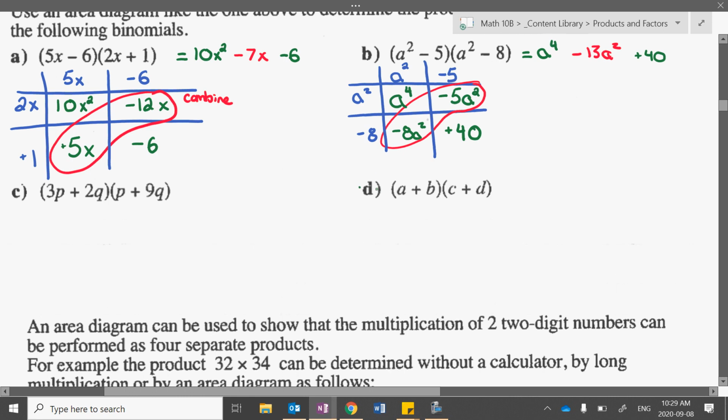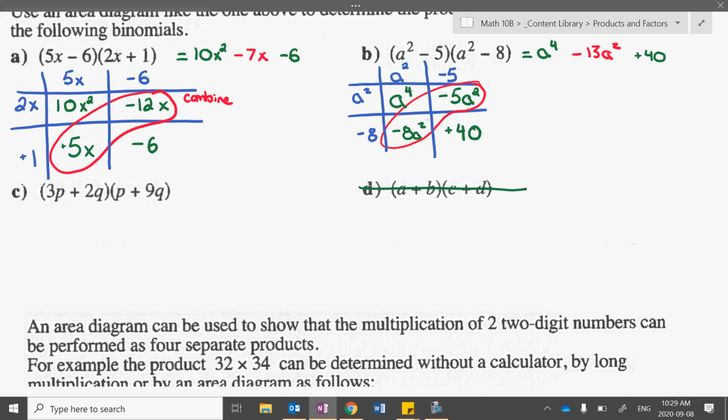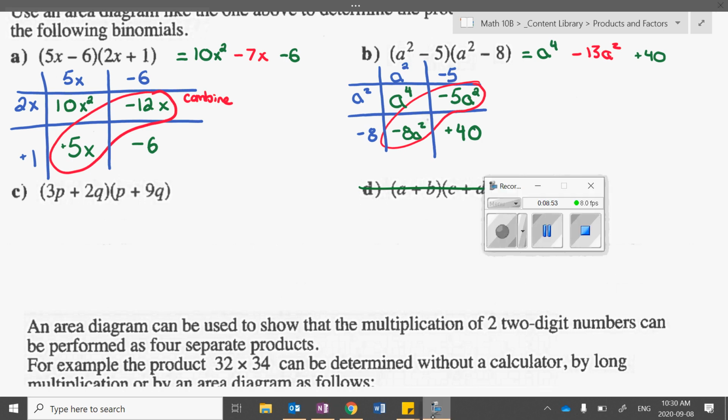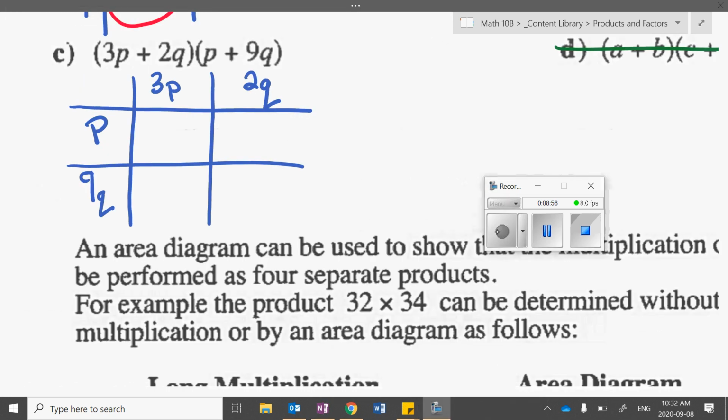We're not going to do D. Can you try doing C on your own? C is a little bit tricky, but try it on your own. For my recording, I'm going to pause and I want you to try it. Okay, let's try this one.